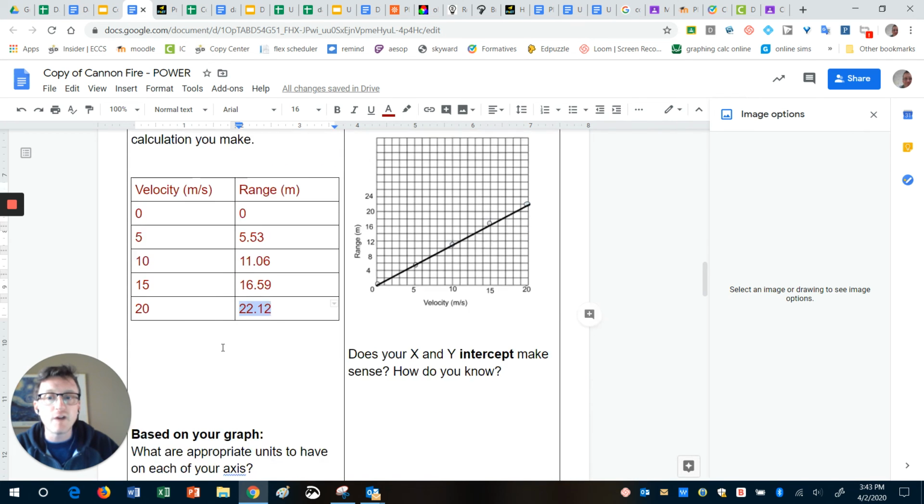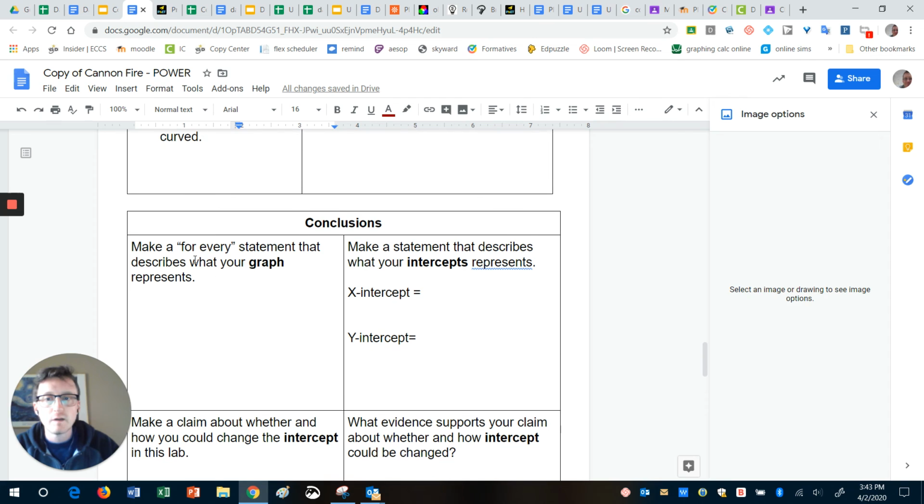So it's saying for every 5 meters per second of velocity, my range increased by 5.53. Now, if I wanted to get fancy, I could even go down to 1 meter per second. 5.53 divided by 5 is 1.106, so for every 1 meter per second that I increase the velocity by, the range should increase by 1.106 meters. That's an example of a for every statement.